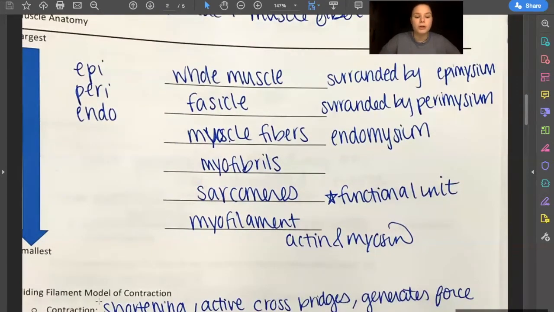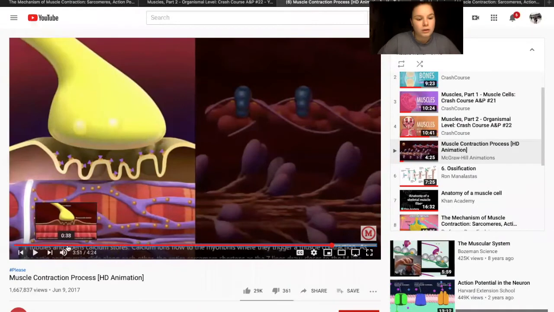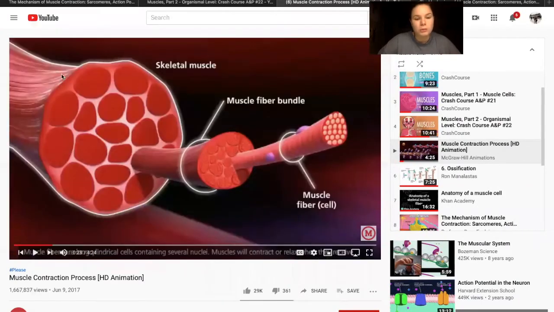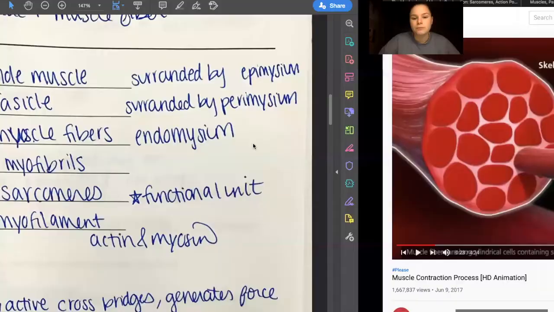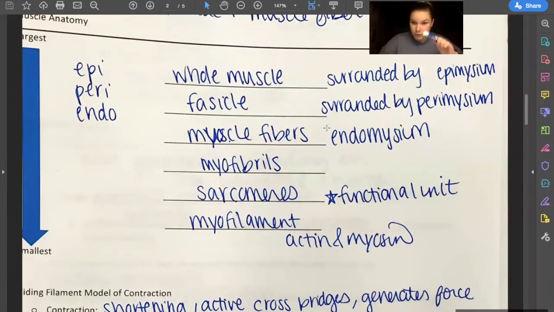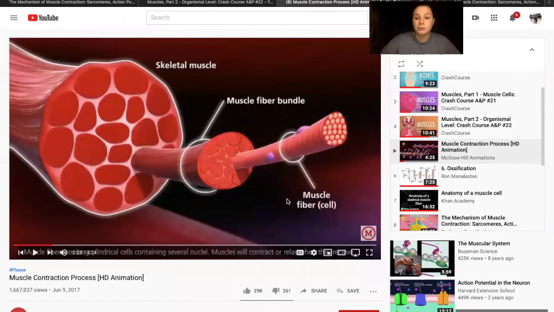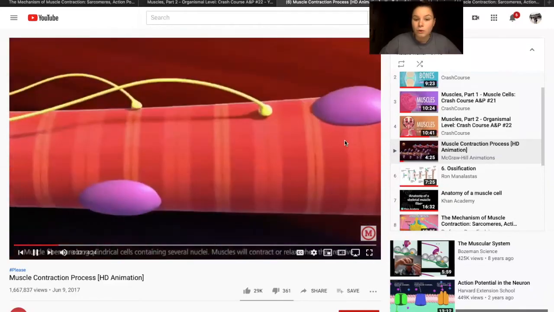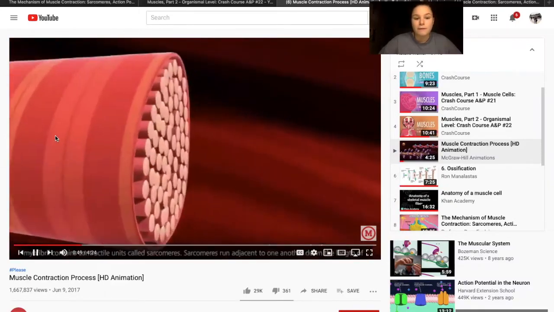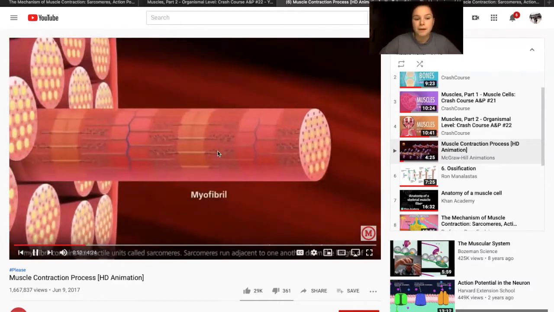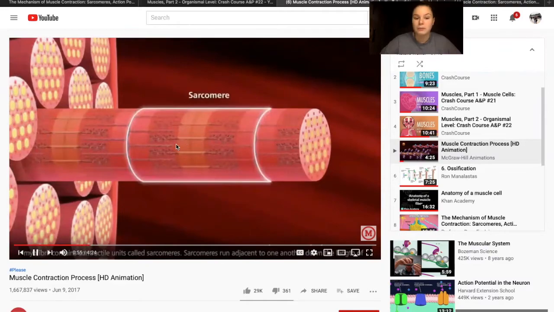So the sliding filament model is talking about how the shortening happens and the active cross-bridge generation. So it's just what we've been watching in the video. It's just talking about how the sarcomere shortens. Also, let's go look at this. So we have the whole muscle with the epimysium, we have the fascicle with the perimysium, and then we have the myofiber, surrounded by the endomysium, and in here is our myofibril. Then we have a sarcomere, and then we have actin and myosin.